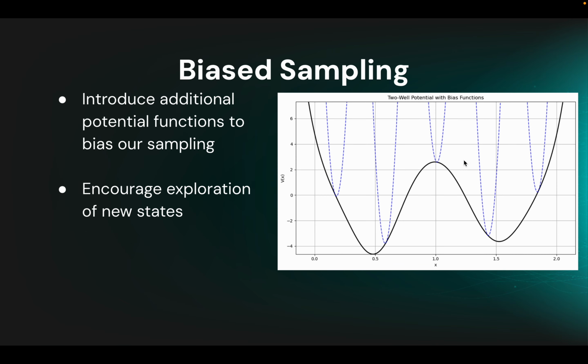So what can we do to remedy this? Well, we introduce additional potential functions to bias our sampling in one specific region of our probability distribution. And this is going to really encourage the exploration of new states. So we overlay, we can see these blue dashed curves are our new bias functions that we're overlaying on top of our actual potential function. What this is going to do is constrain our exploration to a small area of this potential energy domain, and we're going to really explore that state.